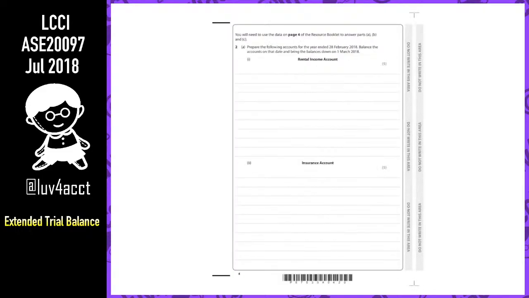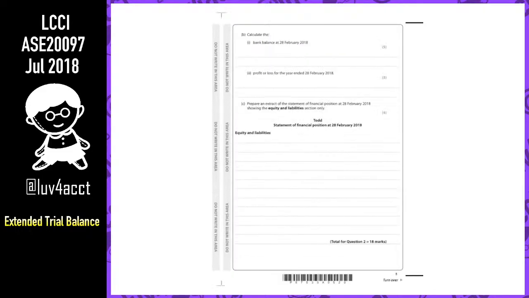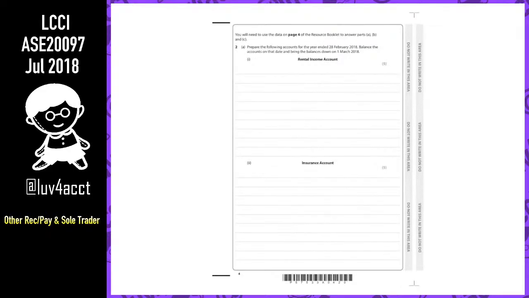Okay, and then we have to work on the rental income, insurance account, and the statement of financial position of Todd. That is, for me, first of all, other receivables and payables, and also sole trader, 18 marks. So rental income account, insurance account.